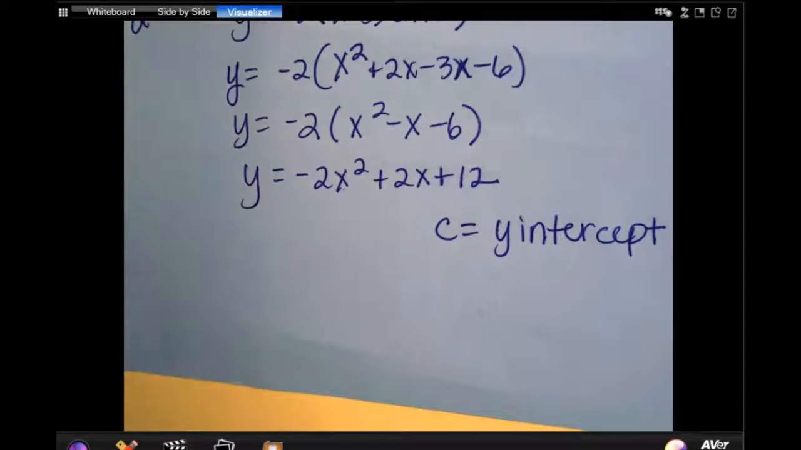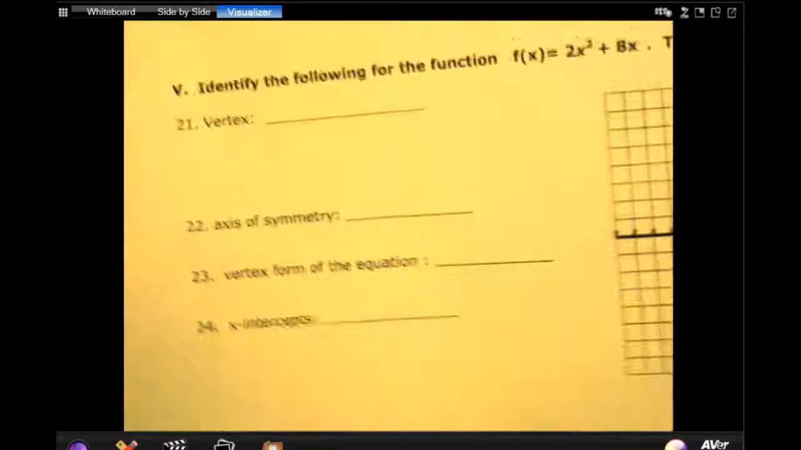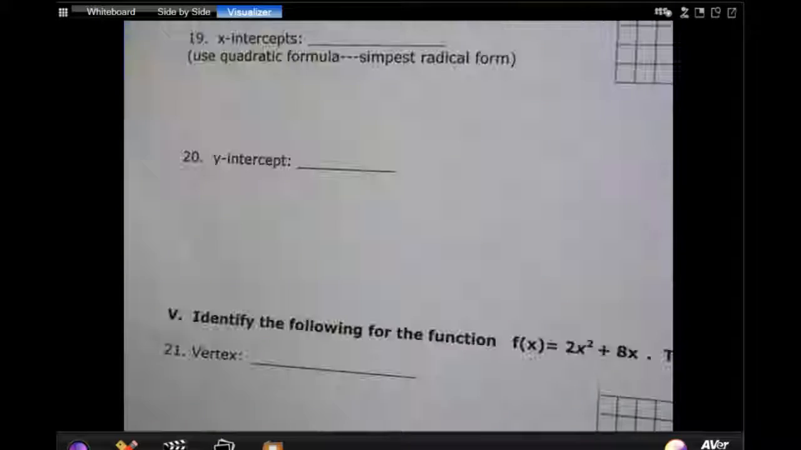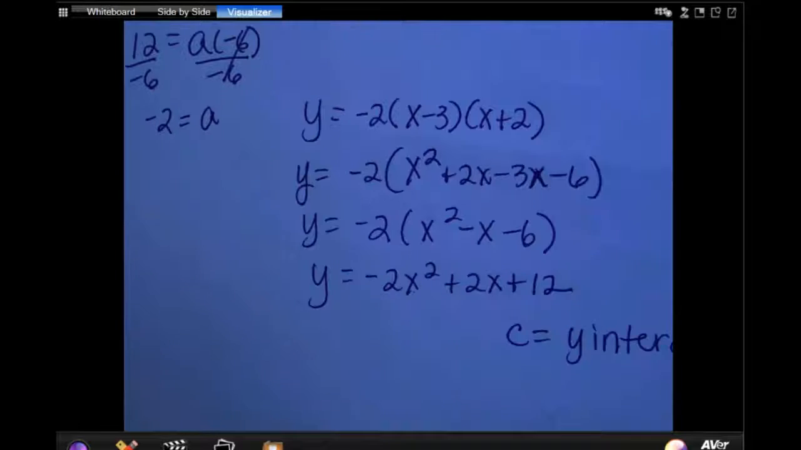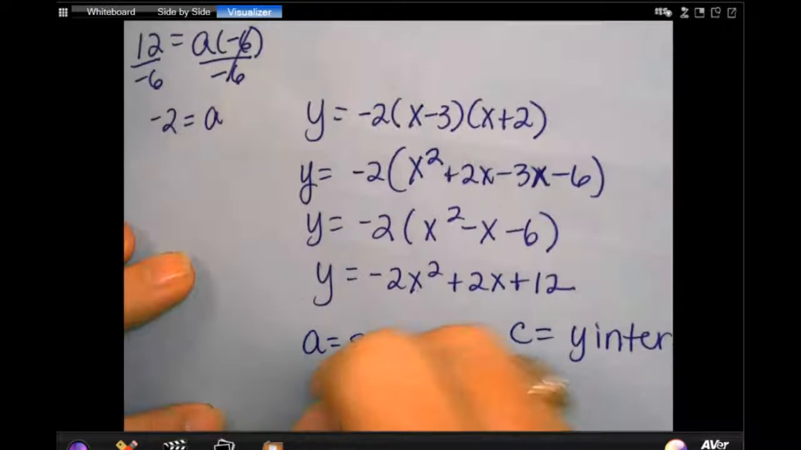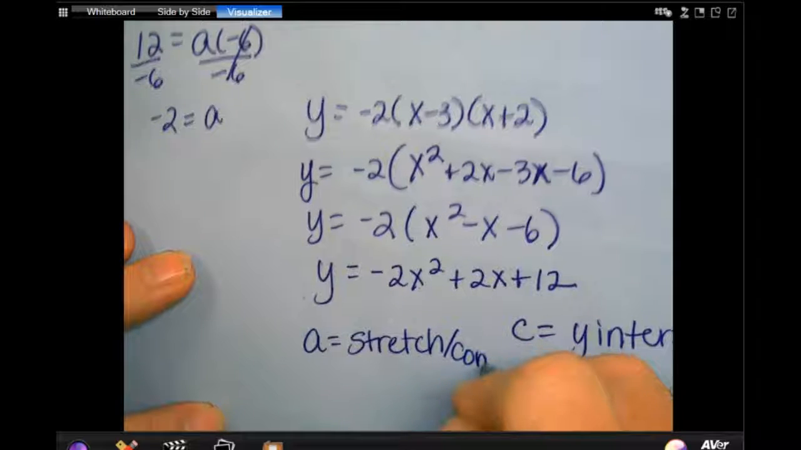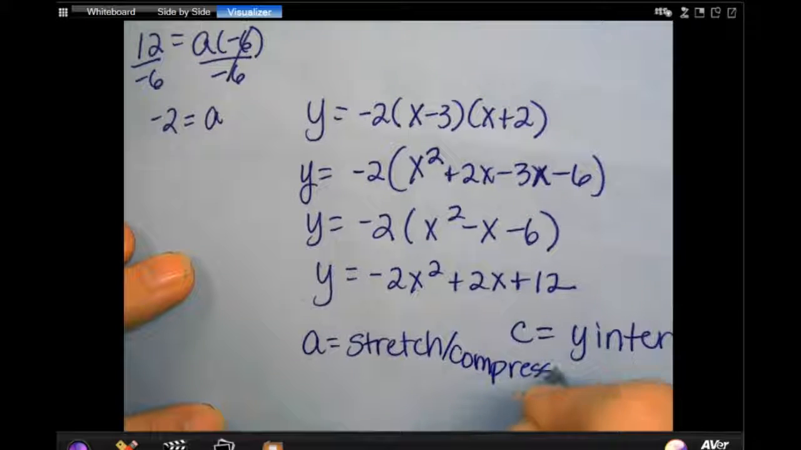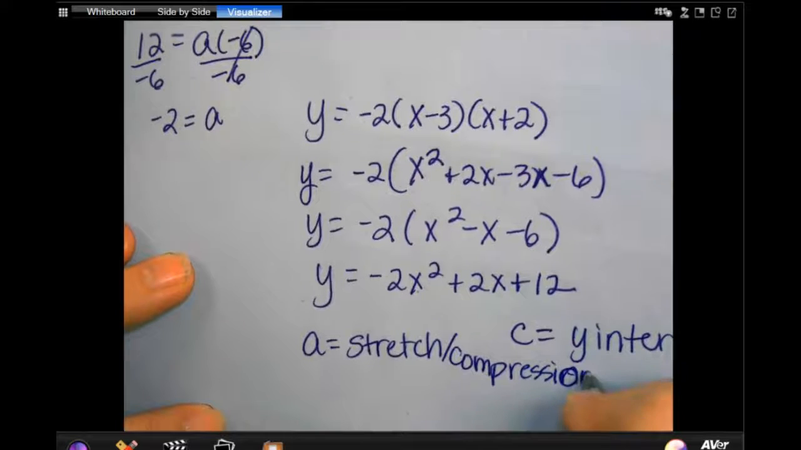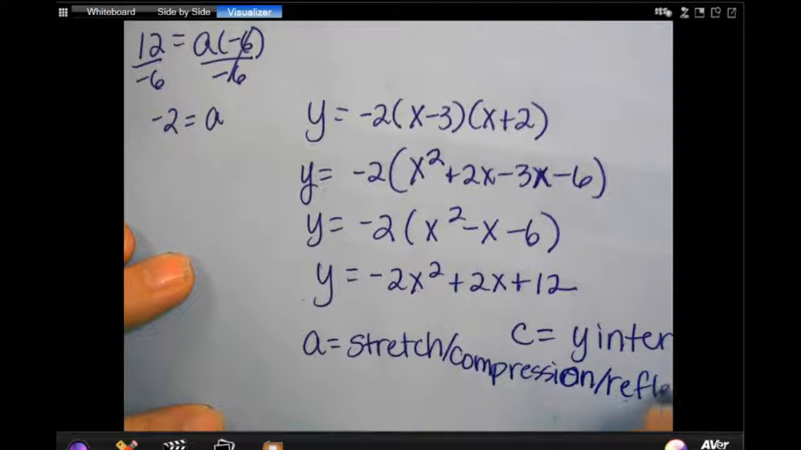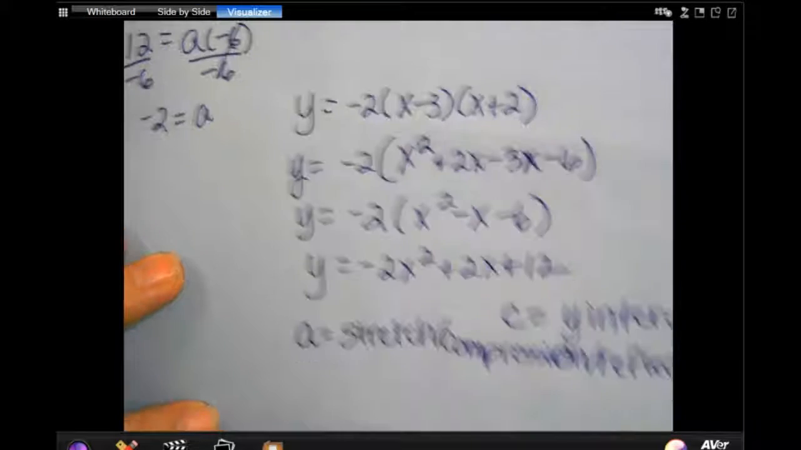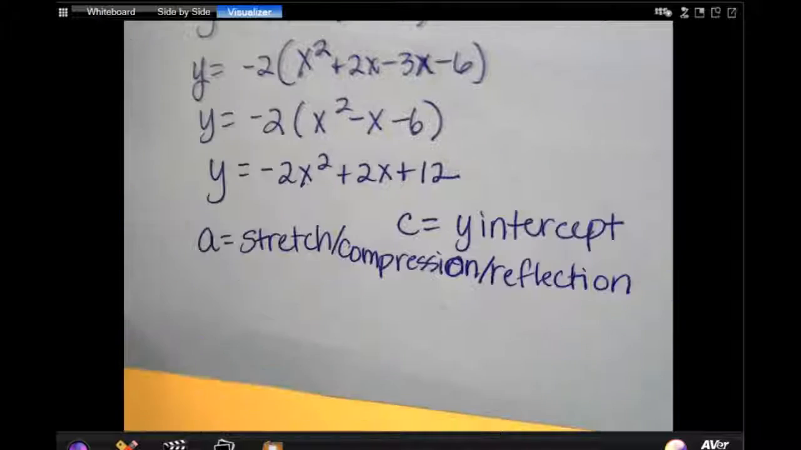So I want to start on the yellow paper. I want to do it on the back. The a always tells you whether it's a stretch, compression, or a reflection.